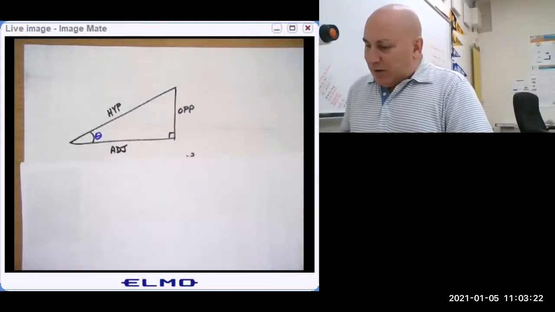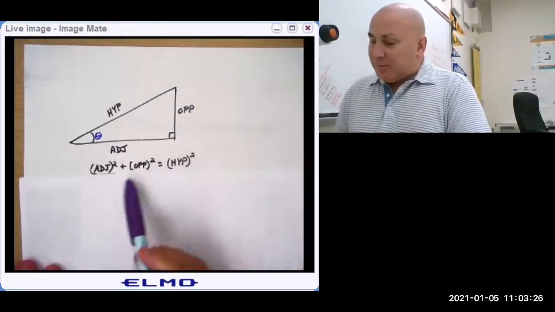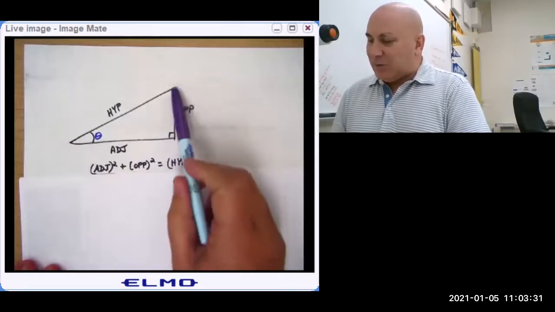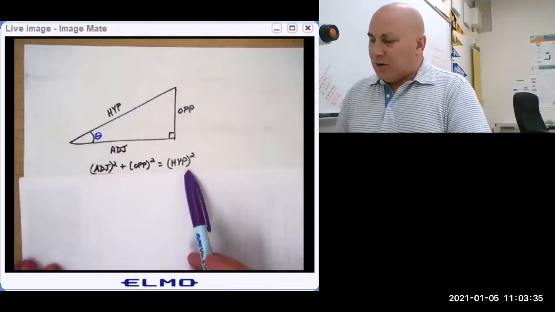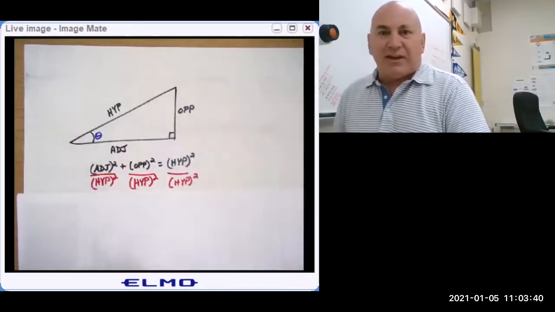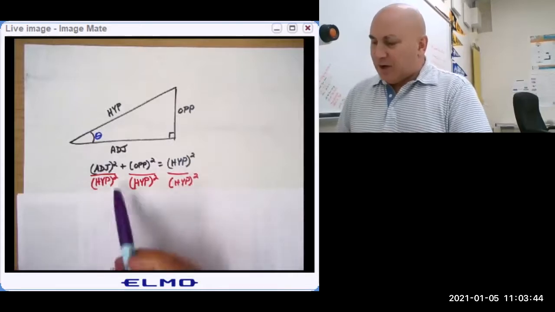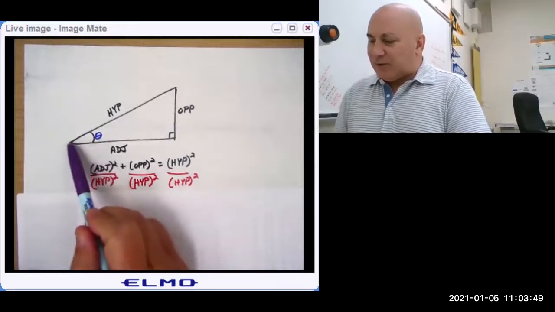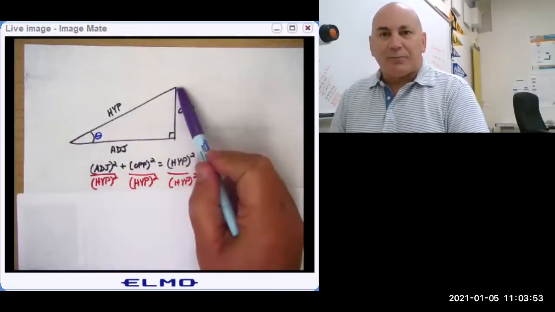Well, we know from the Pythagorean theorem that this side squared plus this side squared equals this side squared. Well, let's divide everything by this side squared. I mean, it's just a length, right? Divide both sides of the equal sign by hypotenuse squared. And look what you get. What is adjacent over hypotenuse? What is that trig ratio?